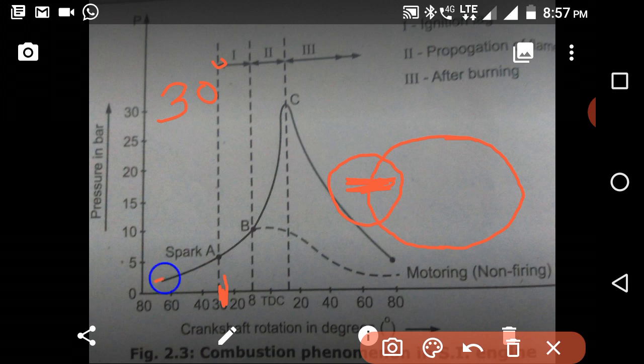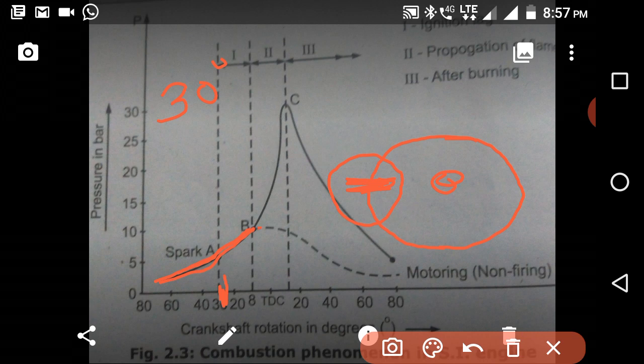Here the compression process is carried out inside the cylinder. This curve is shown as the compression line. We are compressing the air-fuel mixture, and the mixture keeps on compressing. This compression will end at point B.